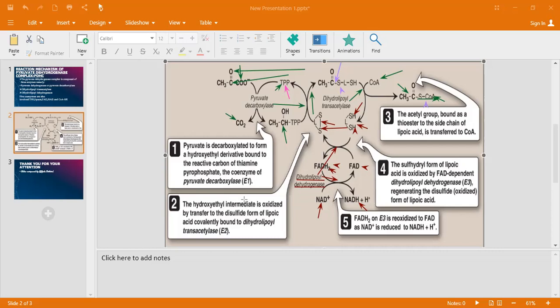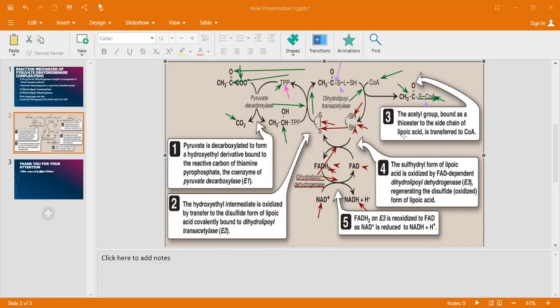Maybe you should read these notes. So we had done for one. In the second one, where we said it's also catalyzed by the pyruvate decarboxylase, the intermediate is oxidized by the transfer to the disulfide form of lipoic acid covalently bound to the dehydrolipoyl transacetylase. Remember I said lipoate or lipoic acid is the coenzyme of dehydrolipoyl transacetylase. The other name of dehydrolipoyl transacetylase is dihydrolipoyl acetyltransferase. Then in the third one, this reaction is the only one which is being catalyzed by the dehydrolipoyl transacetylase.